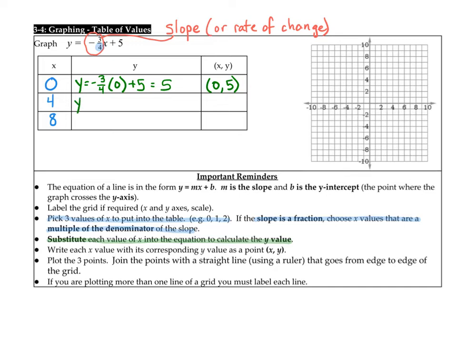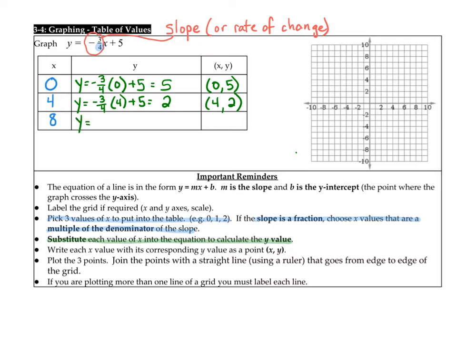The next x value is 4. So we're going to substitute that in. -3/4 times 4 plus 5. Again, use your calculator or your own mental math. -3 times 4 is -12. -12 divided by 4 is -3. Plus 5 is equal to 2. Or to do this part here, you can just take the 4 divided by 4, and that makes 1, and then multiply it by -3. That still makes -3 plus 5 is 2. So your x value is 4 and your y value is 2.